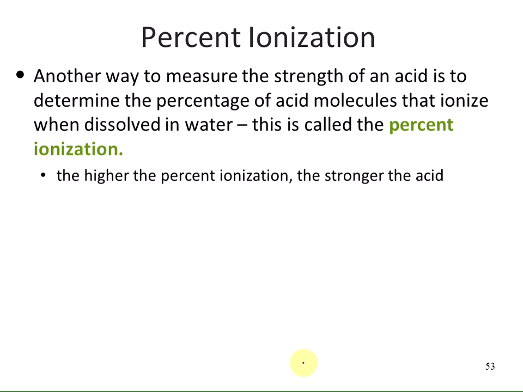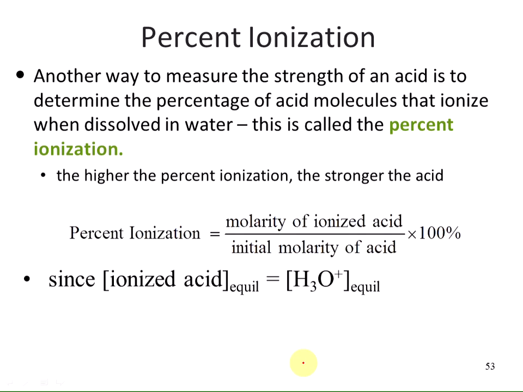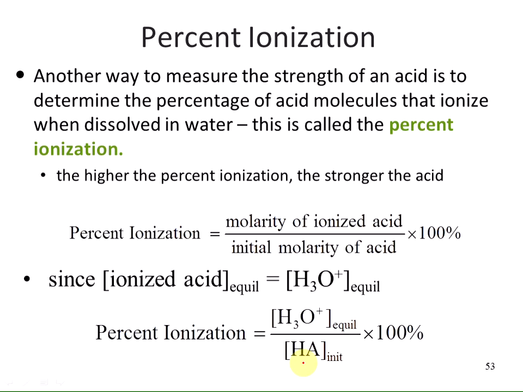And if we want to look at it in an equation, the percent ionization equals the molarity of the ionized acid, so what's already broken apart, over the initial molarity of the acid, times 100%. And since the ionized acid concentration at equilibrium equals the H plus concentration at equilibrium, the percent ionization can be written as the H plus concentration at equilibrium over the initial acid concentration times 100.